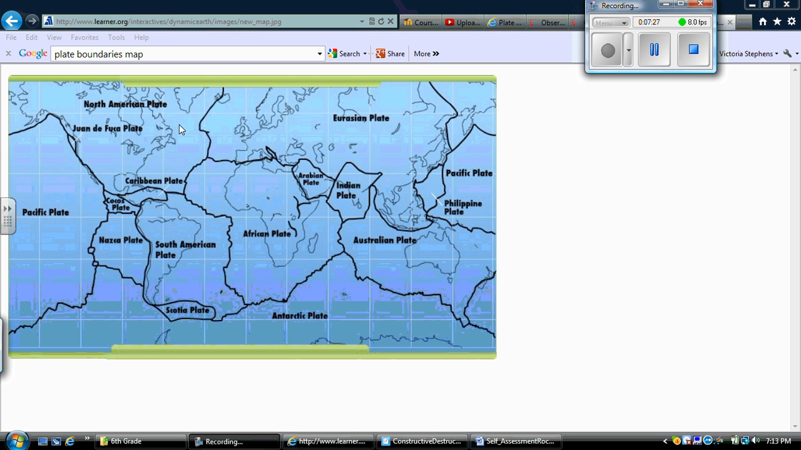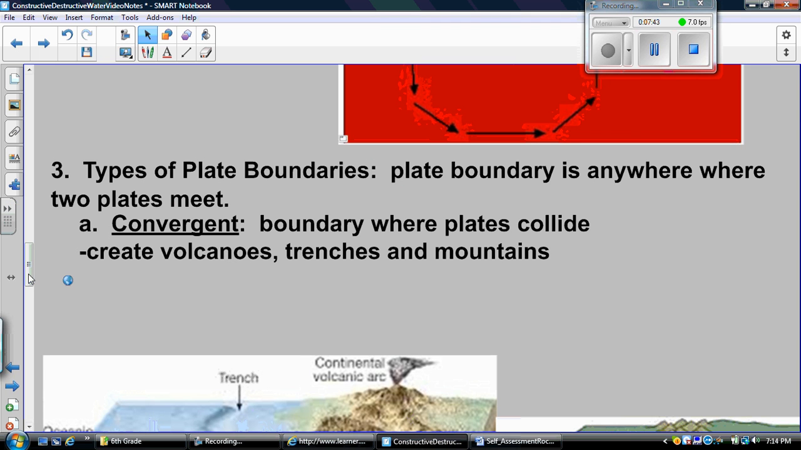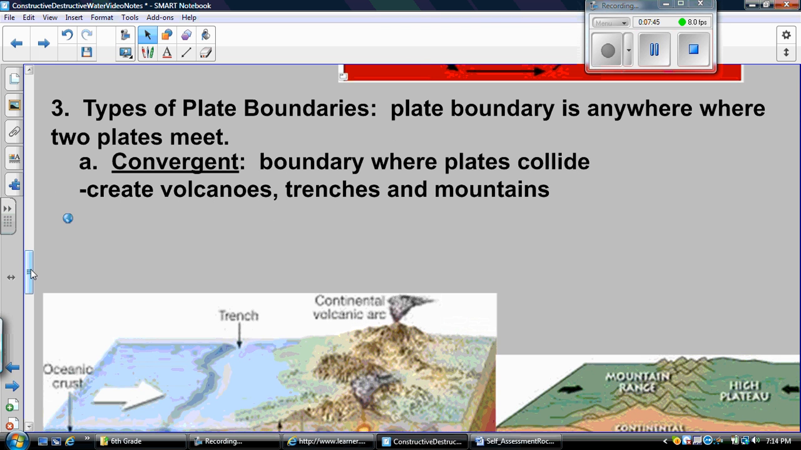So right here is a plate boundary between the North American and the Eurasian plate. Right here is a plate boundary between the North American plate and the African plate. Right here is a plate boundary between the Pacific plate and the Nazca plate. So there are 3 ways that plates can meet.